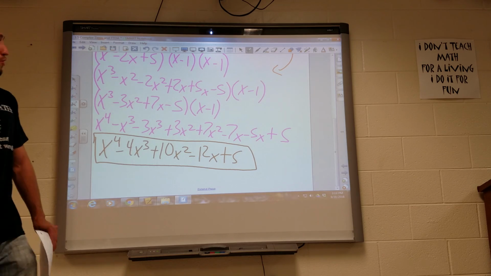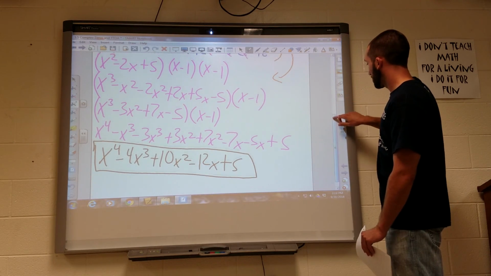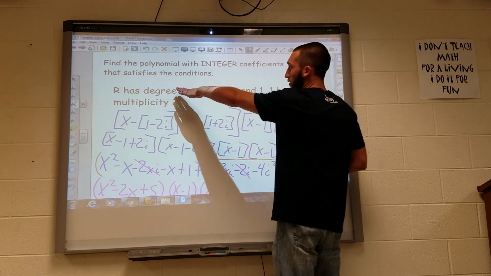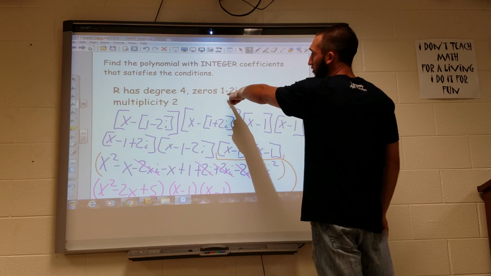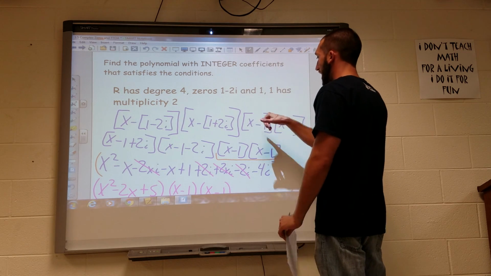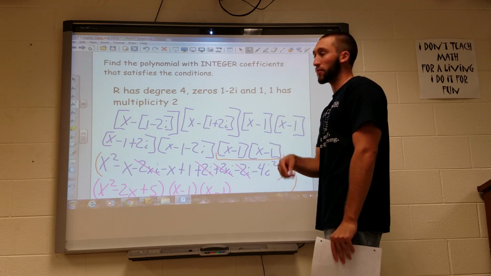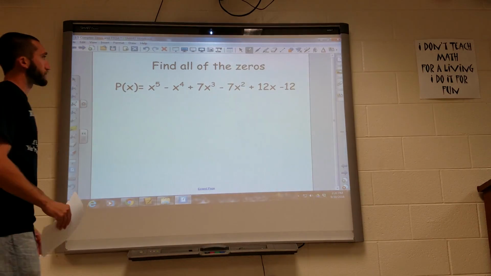That is the 4th degree polynomial. They said it has 4 degrees, so we have a 4th degree. It started with the complex zeros, 1 minus 2i and 1 plus 2i, and had 1 as a double root, multiplicity 2. Let's move on to the next one.